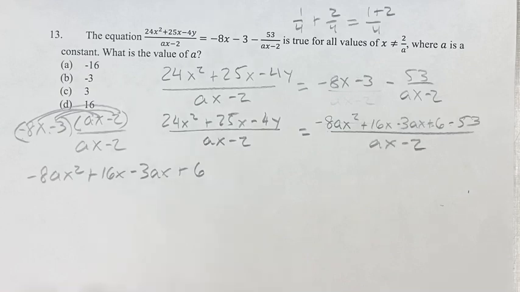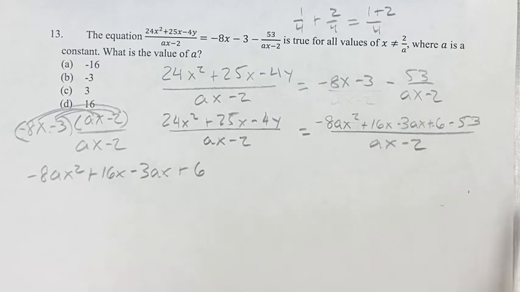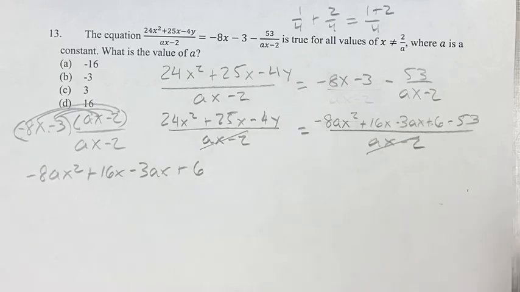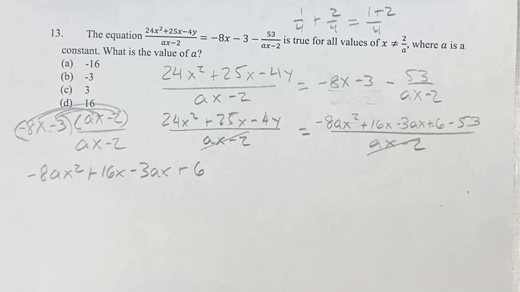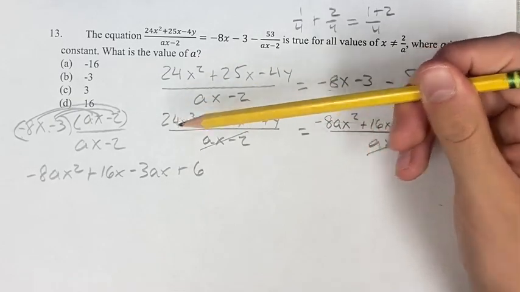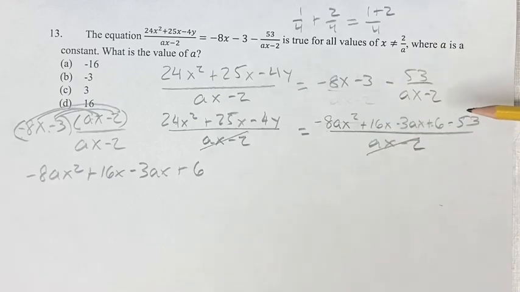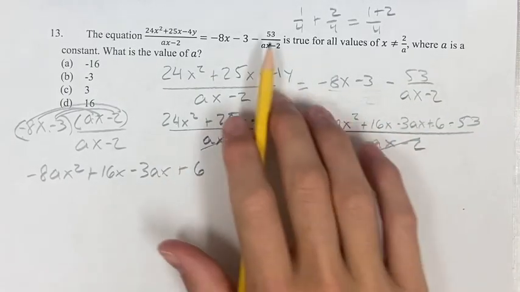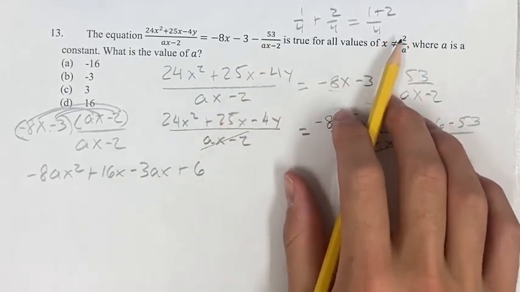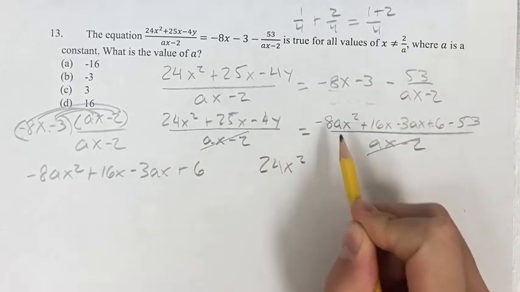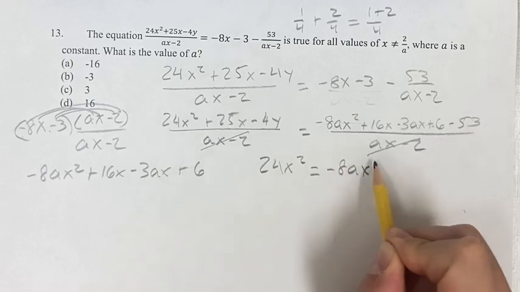Well, we don't actually have to solve this equation, thankfully. We can just say, okay, if we ignore the denominators, basically multiply everything by ax minus 2 if you want to think about it like that, we're left with 24x squared plus everything is equal to negative 8ax squared plus everything. So for this equation to be true for all values of x not equal to 2 over a, 24x squared has to be equal to negative 8ax squared.